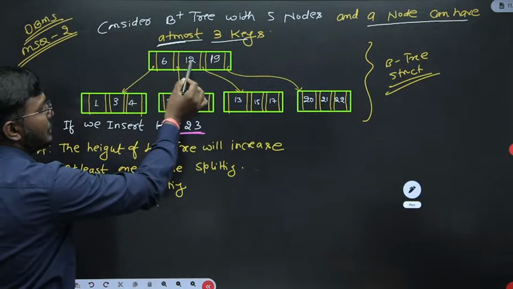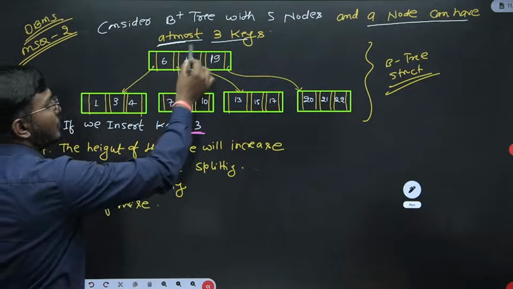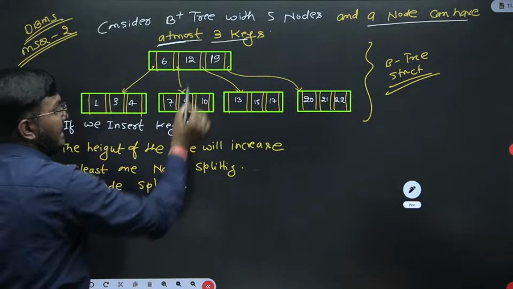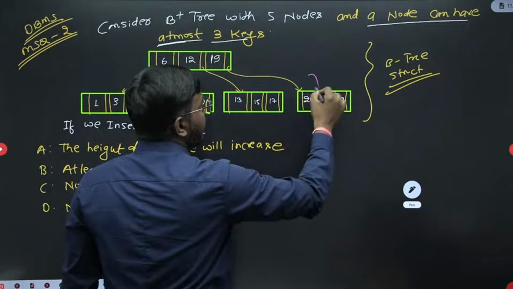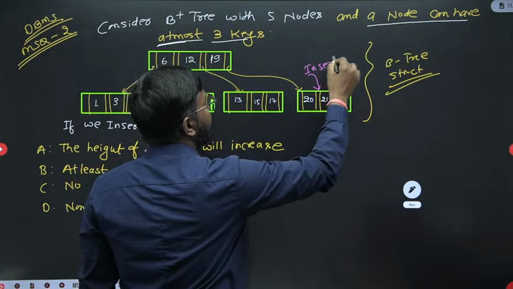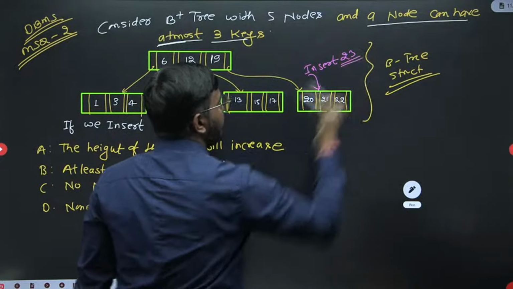Then we compare with 12. Again 23 is more than 12, so go to the right. Then again 19 here, and 23 is more than 19, so go to the right subtree. This means 23 will be inserted into the right subtree of this 19. Insert 23. Getting my point?